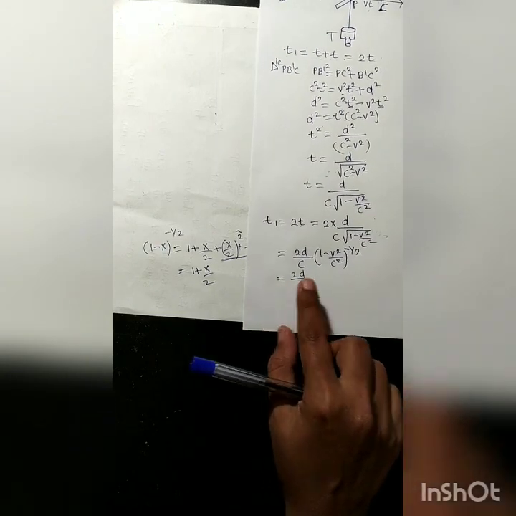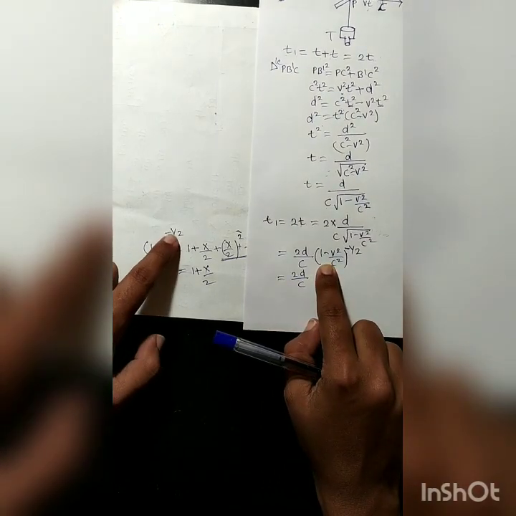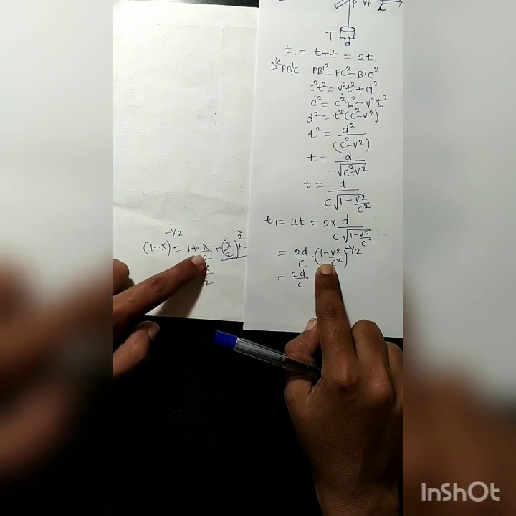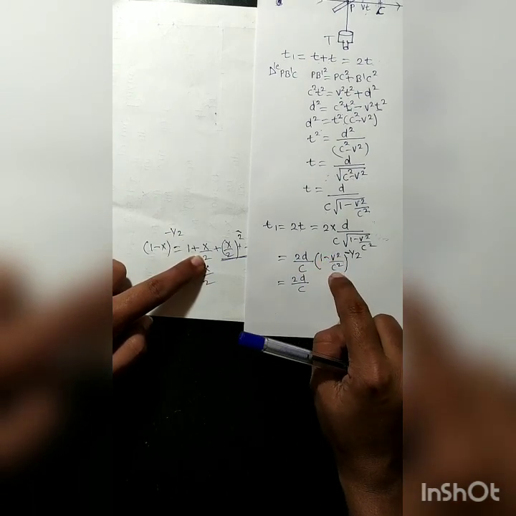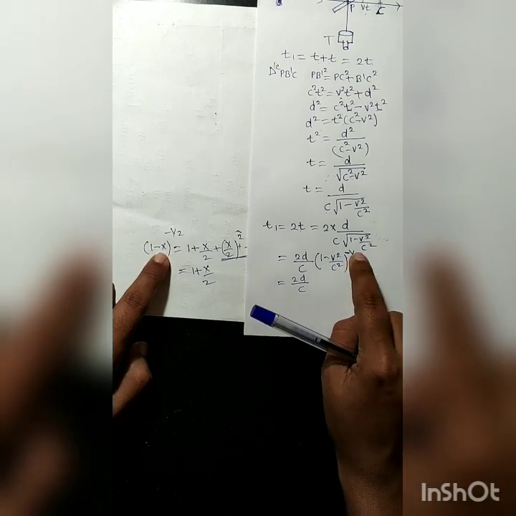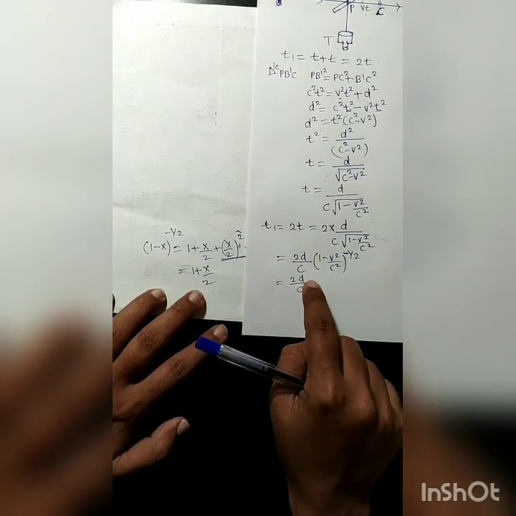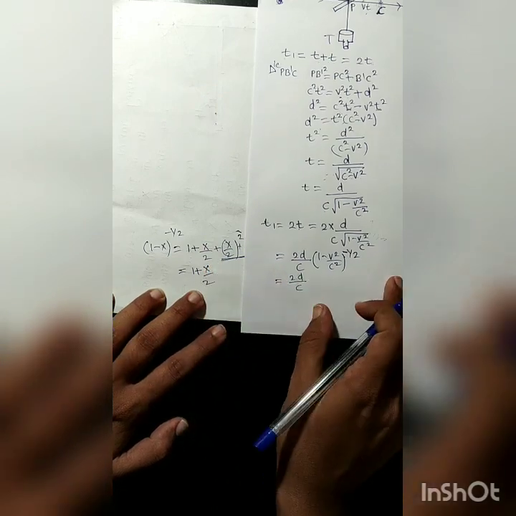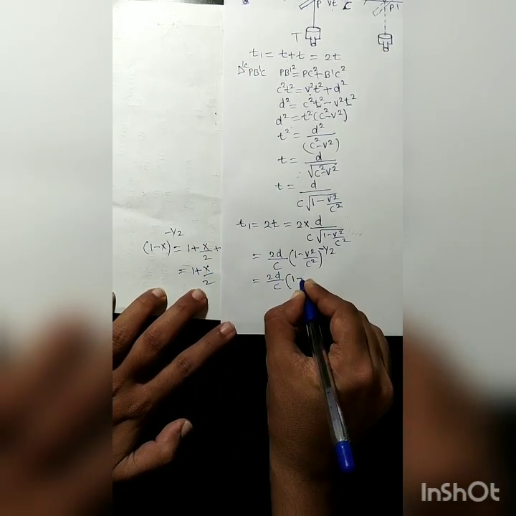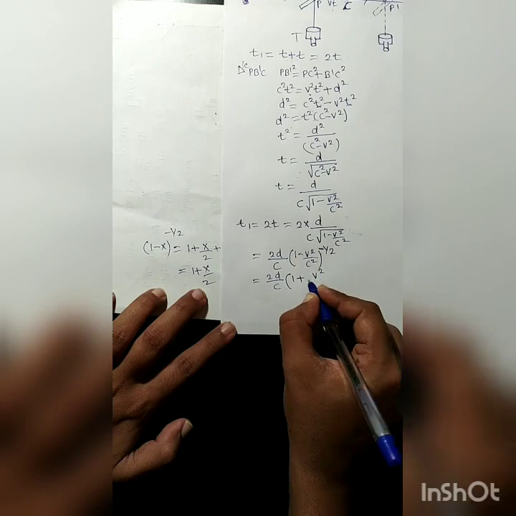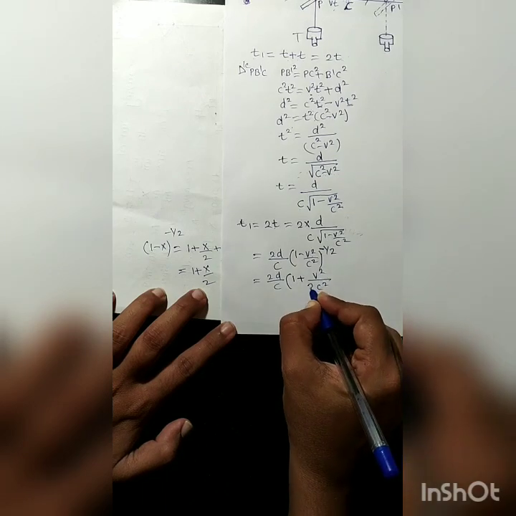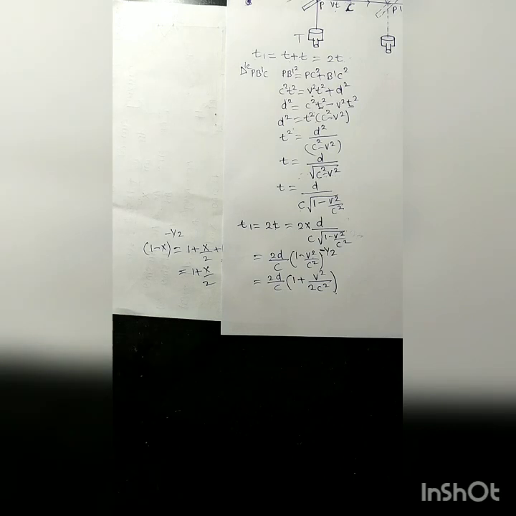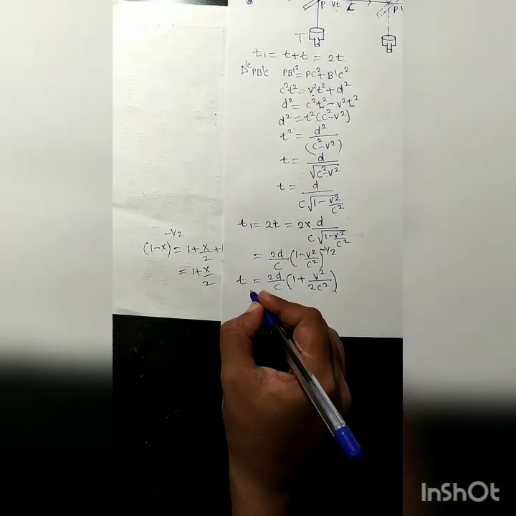Understand? So here also the same term is there: (1 - x)^(-1/2) giving 1 + x/2. So 1 - v²/c² is acting like x, raised to the power minus 1/2. If you apply the same thing, we get 1 + x/2. Substitute that value. X is v²/c², so x/2 is there. Applying the rule, two terms will come. So we got T1 equal to 2d divided by c into the bracket 1 + v²/2c². We got the value.